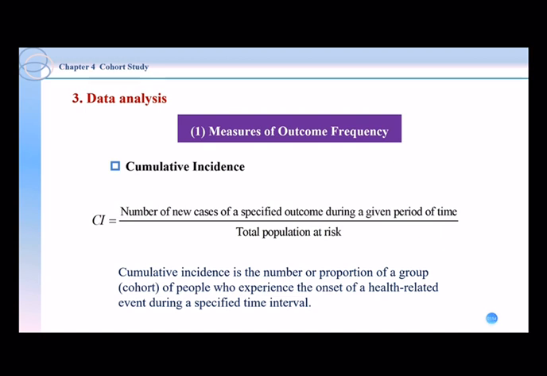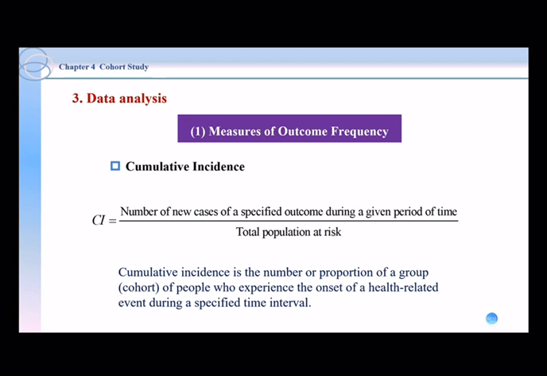The next one is called cumulative incidence. This cumulative incidence is calculated by the number of new cases of a specified outcome during a given period of time divided by the total population at risk. So this cumulative incidence is the proportion of a group of people who experience the onset of a health-related event during a specified time interval.